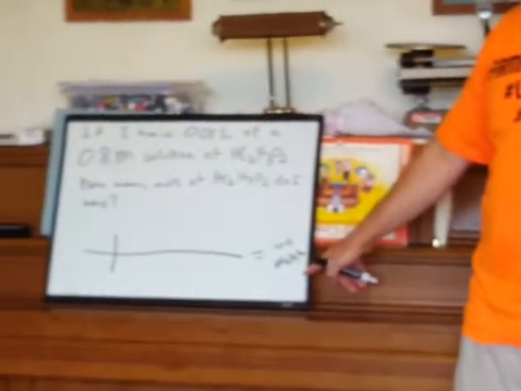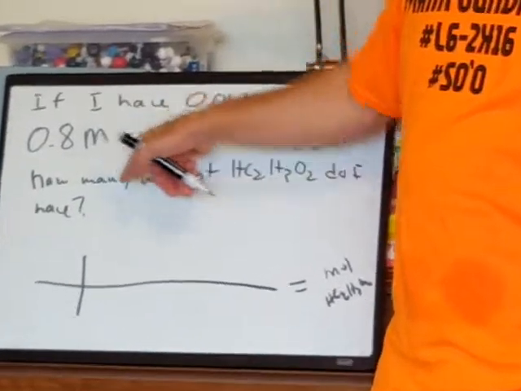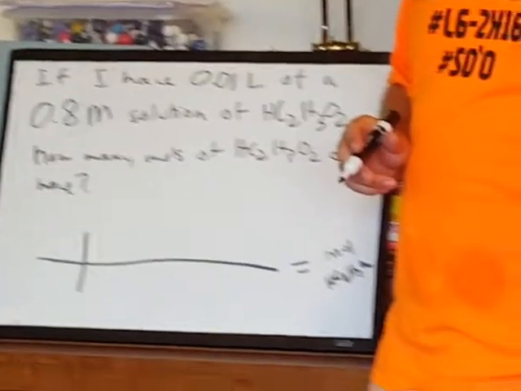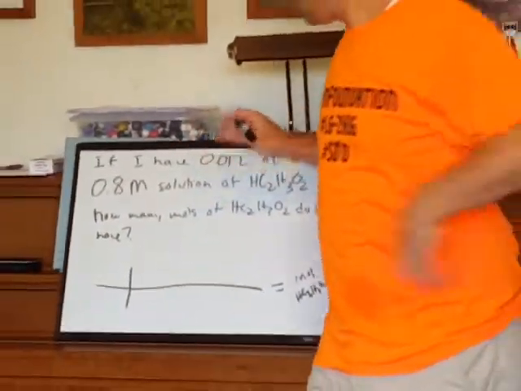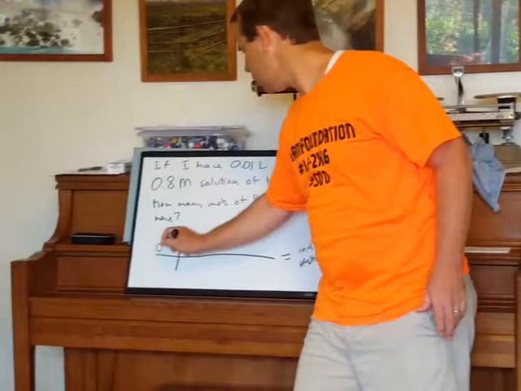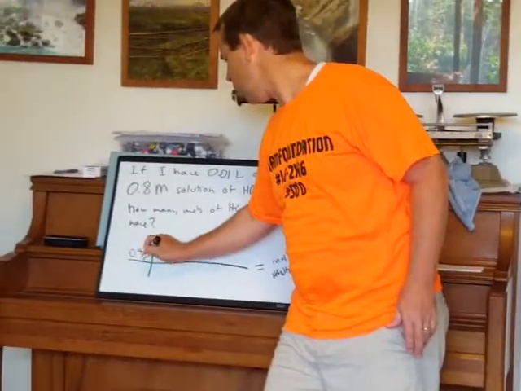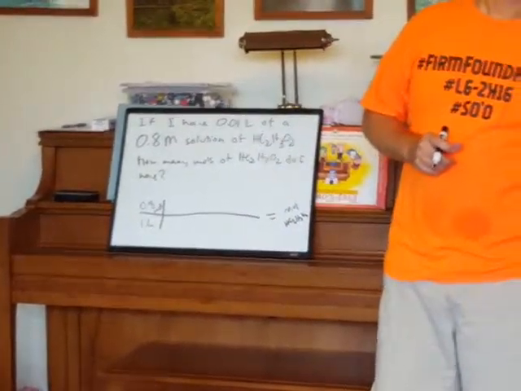0.8 goes here to the liter. That's right, 0.8. And what does that big M mean? Molarity, which means what? Moles per liter. So 0.8 moles for every one what? Liter. All right.